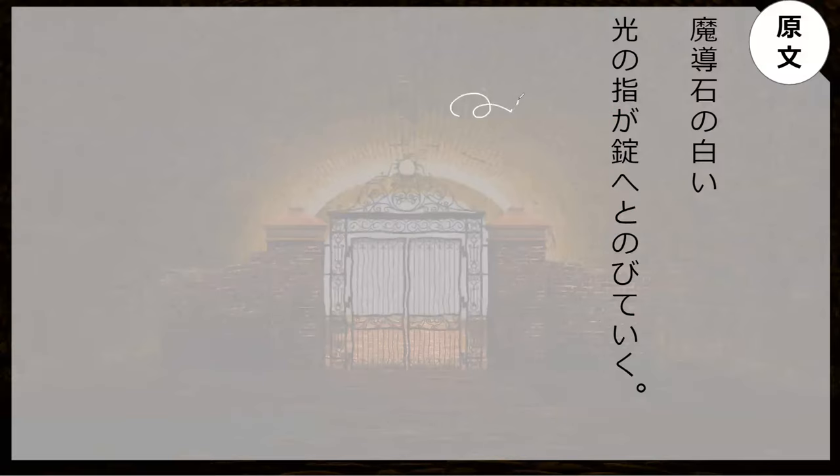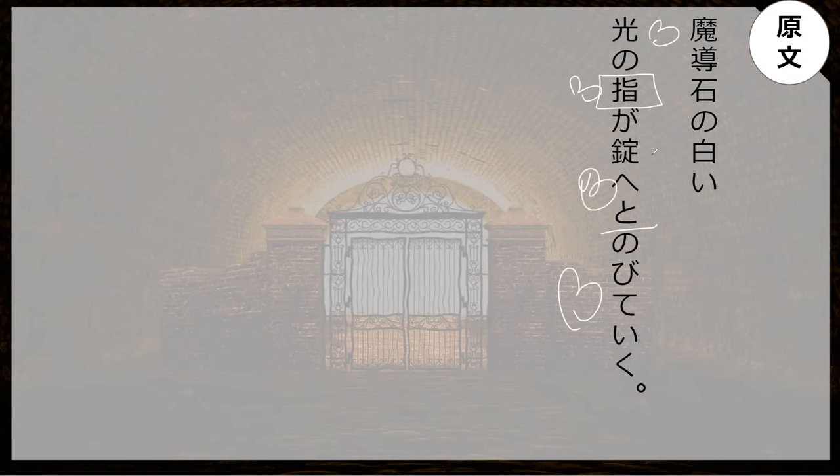Let's go read the line from the book. Madoseki no shiroi hikari no yubi ga shou e to nobite iku. The light, the finger of light, stretches towards the lock. And the light is the white light of the magician, the magical stone. Perfect.